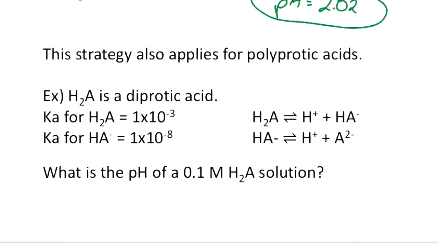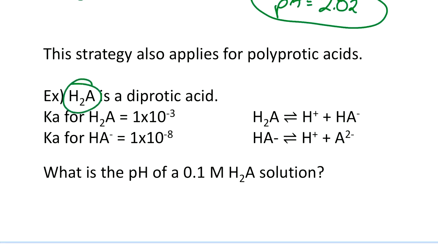All right, last one. This strategy also applies to polyprotic acids. So pretend I have this diprotic acid, H2A, in solution. I give you two different Kas, Ka1 for H2A and Ka2 for HA minus, which is taking off that first proton because that's also an acid. So when I calculate the pH of this diprotic acid, I put 0.1 molarity H2A into solution. Which K value will I use, Ka1 or Ka2?